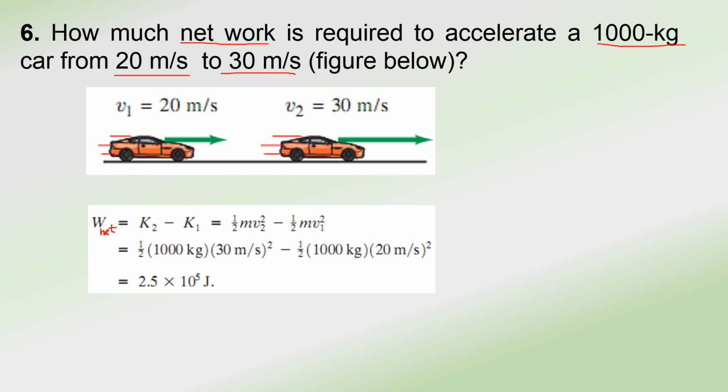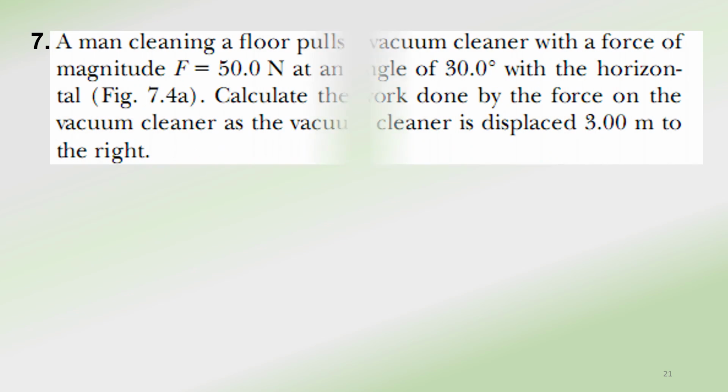Meaning 1 over 2 m v2 squared minus 1 over 2 m v1 squared. The mass is the same. What changes is the velocity. Then this net work is equal to 2.5 times 10 to the power 5 joules.